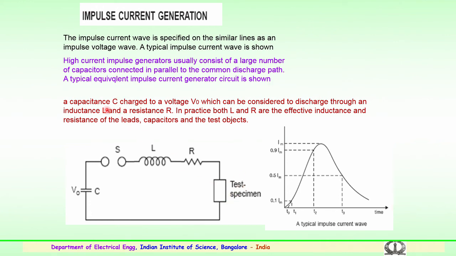The capacitance C, being the number of capacitors in parallel, charged to a voltage V naught, can be considered to discharge through an inductor and a resistor. In practice, both L and R are the effective inductance and resistance of the leads, the capacitors and the test object. This is how you get a very high impulse current waveform. The typical shape is 8 by 20.